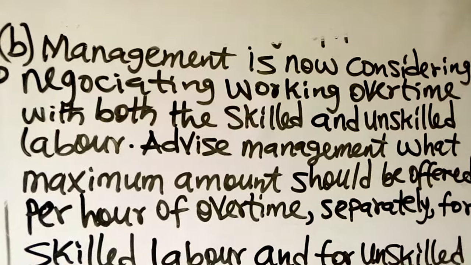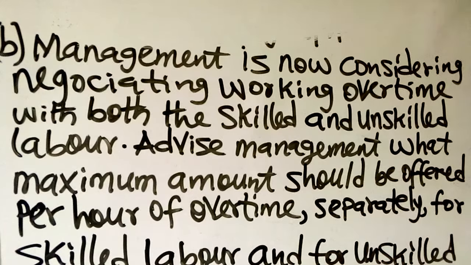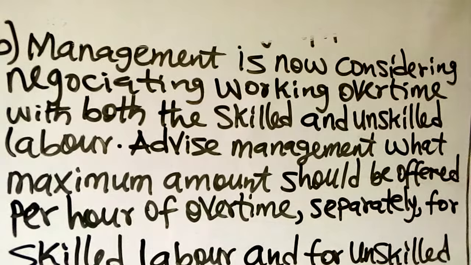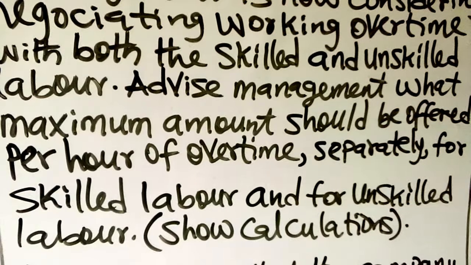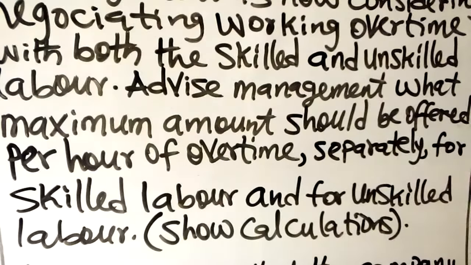Then B. The management is now considering negotiating working overtime with both the skilled and unskilled labor. Advise management what maximum amount should be offered per month, per hour of overtime, separately for skilled labor and unskilled labor. Show calculation. So for requirement B, we require the calculation of the shadow price.